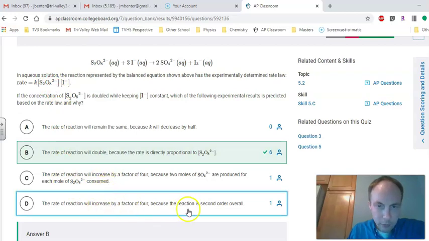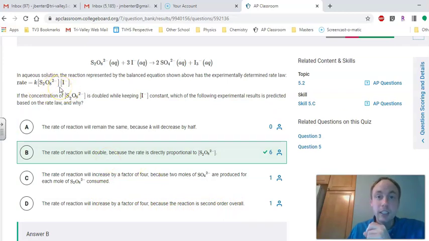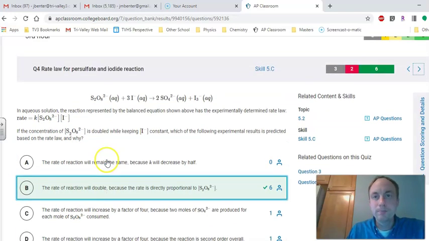And then a factor of 4 because it's second order overall. If both things had doubled, then yes, it would be. But because we only doubled 1 and not I minus, then it's just doubled.